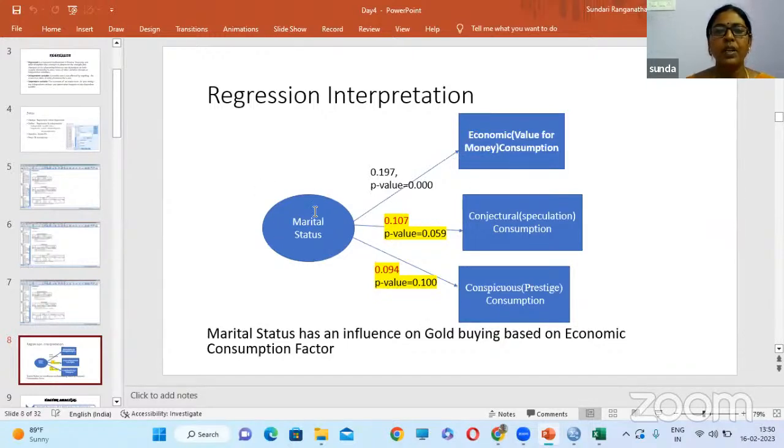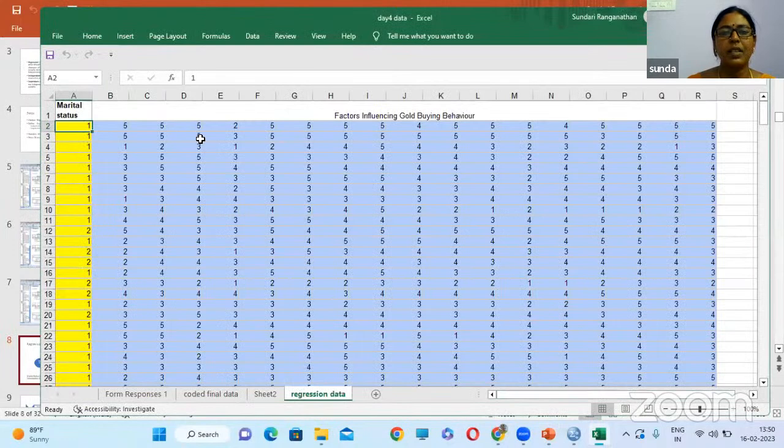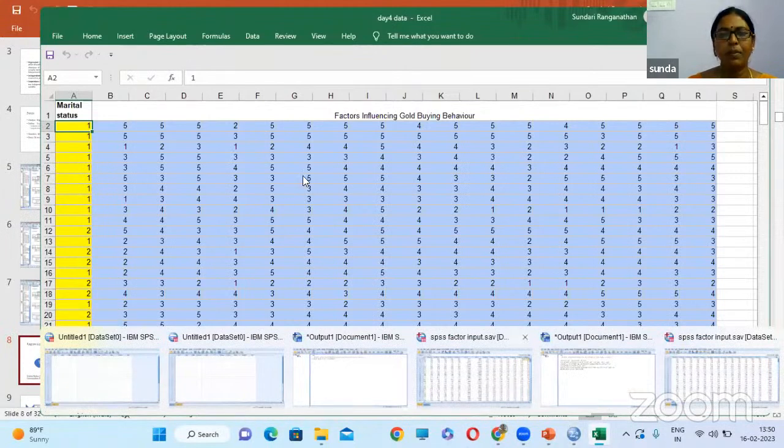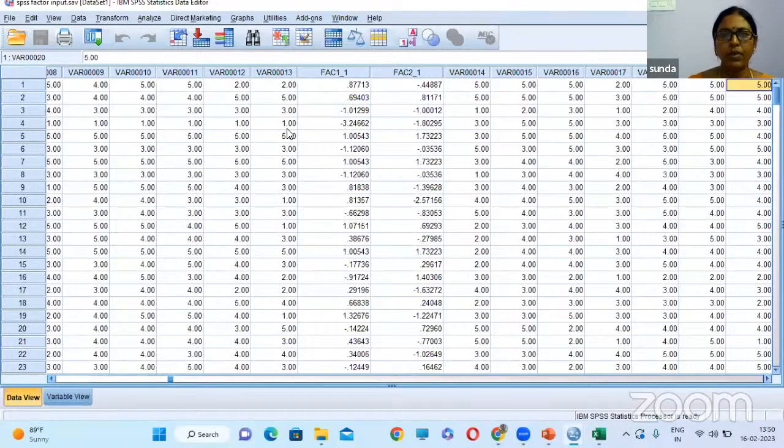So you want to measure the relationship between these two variables, the level of influence of this variable on the other variables, study variables. Okay, so what are all the factors we are considering? We are considering two items here: marital status and factors influencing gold buying behavior. I have applied factor analysis already and I have kept the results here. So we will have marital status and factors.